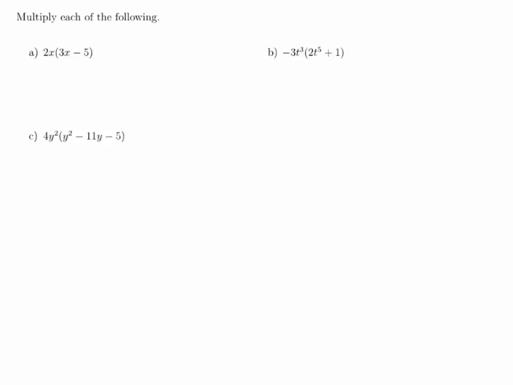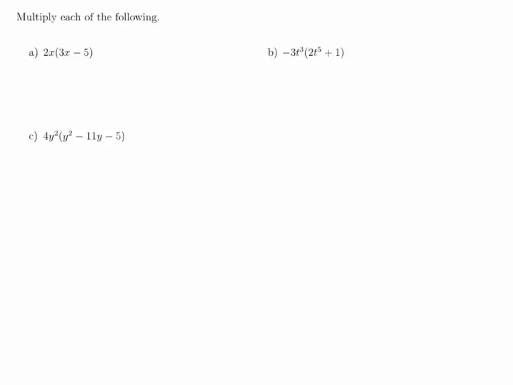In this video, we're going to multiply various polynomials. Each of these examples will involve multiplying a monomial, which is a polynomial with just one term, by a polynomial with more than one term. In this case, we're going to look at multiplying by binomials and trinomials.